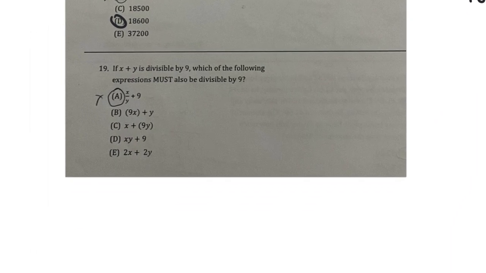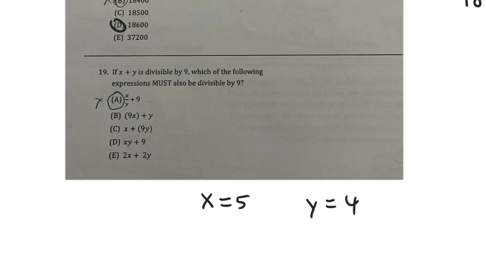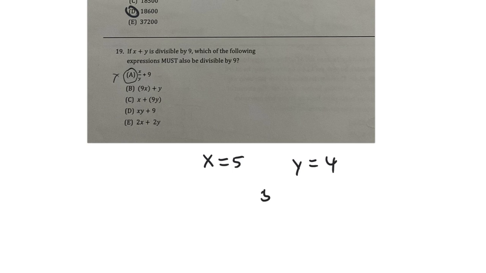If x plus y is divisible by 9, which of the following expressions must also be divisible by 9? Okay. I think probably bringing this one down to earth is a good idea. So they say x plus y is divisible by 9. So let's make x 5 and we'll make y 4. And because it is the case, of course, that 5 plus 4 equals 9, and that's divisible by 9, right?